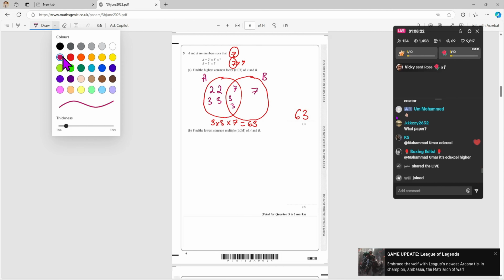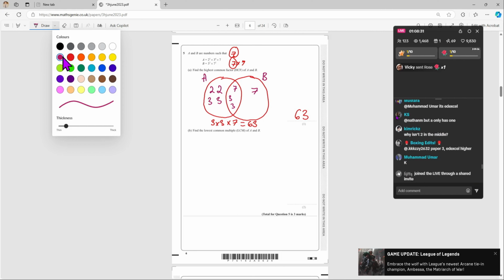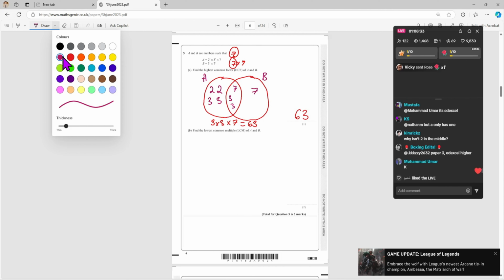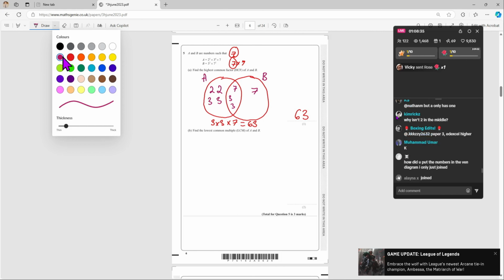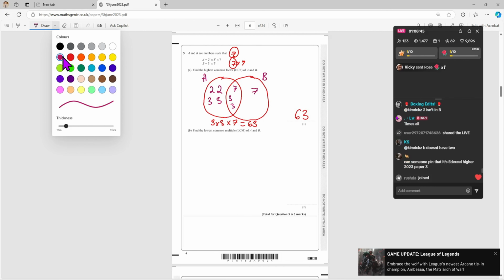Now, for part B, we need to find the lowest common multiple, LCM, of A and B. To find the lowest common multiple, what do we do to every single number? Tell me in the chat, what do we do, guys, to find the lowest common multiple by using our Venn diagram? Yes, you multiply every single number in the Venn diagram.